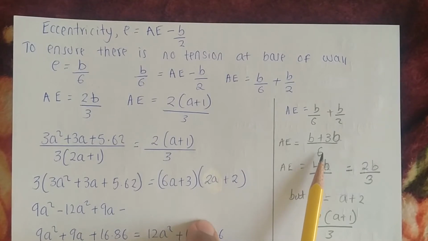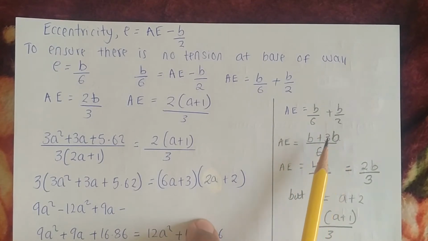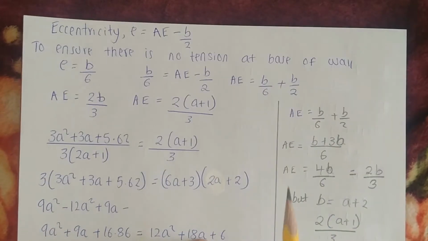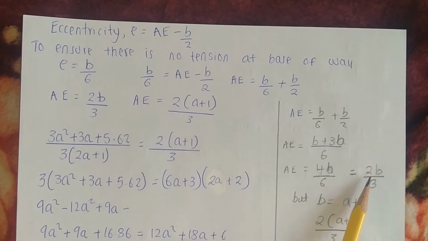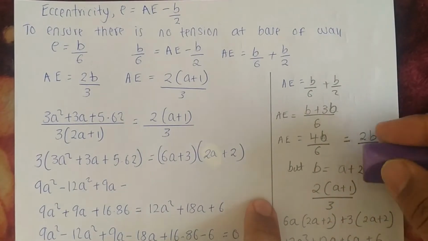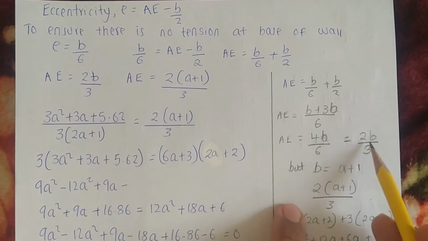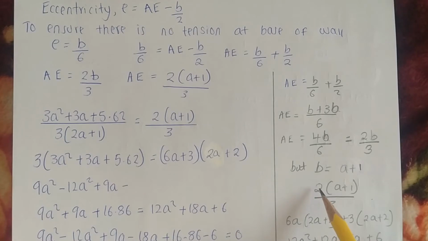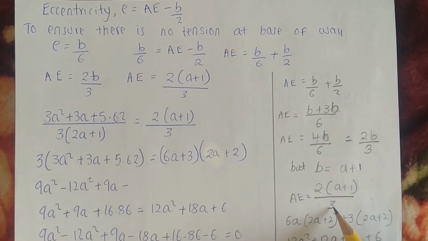So when you find the LCM, you'll get it as 6, and then 6 divided by 6 you get 1, multiplied by B is B, then 6 divided by 2 you'll get 3, multiplied by B you'll get 3B. So our AE will be equal to 4B all over 6. You can simplify and get it as 2B all over 3. But you know our B is equal to A plus 1. So we shall replace it in this answer. So the value of AE will be equal to 2 into A plus 1, close the brackets, all over 3.